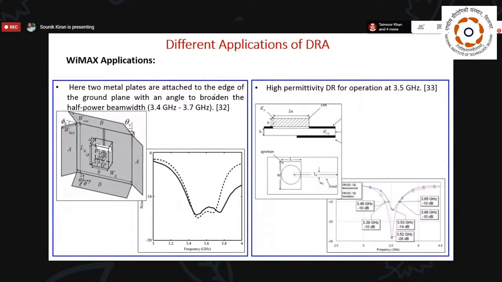They have used here, they just wanted to have a better gain. That's why they have used the ground plane here. We can see metal plates. Two metal plates are attached to the edge of the ground plane. It just works like a bidirectional antenna, because that's why they have used this kind of plates. On the right hand side also they have used the same antenna for 3.5 gigahertz application.